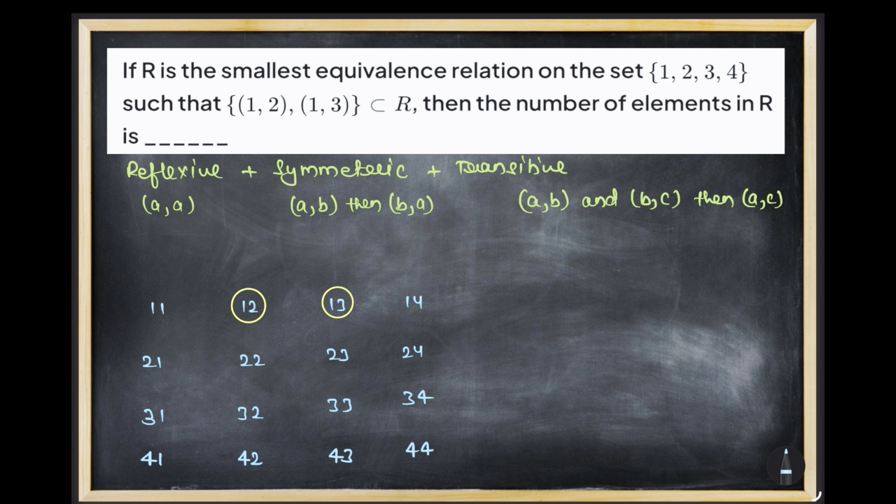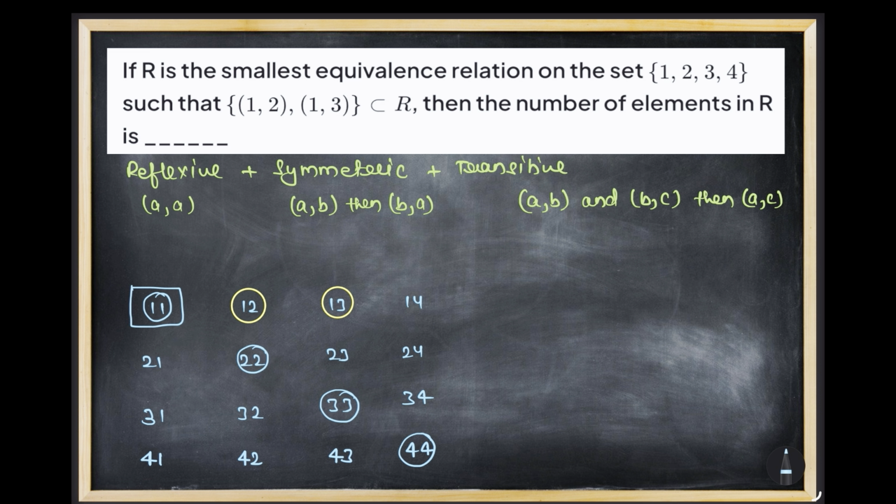Now first try to make it reflexive. Reflexive means every a comma a should be there. So 1 comma 1, 2 comma 2, 3 comma 3, 4 comma 4 have to be there. Now think about symmetric. I'll talk about symmetric first because reflexive is done. If a comma b is there, b comma a should be there.